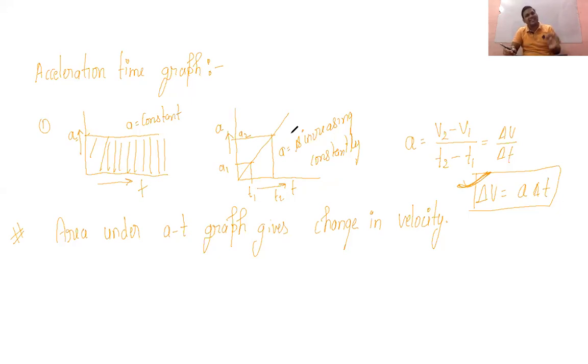But if your acceleration is increasing, it means you are not moving with constant acceleration. It is increasing constantly. Suppose at t equal to 1 second, your acceleration is 1 meter per second squared. At t equal to 2 seconds, it may be 2 meters per second squared. Okay? Got my point or not?